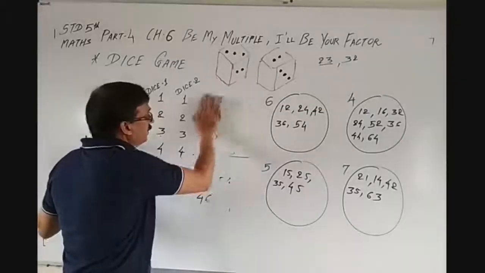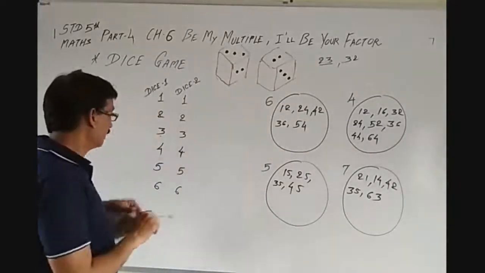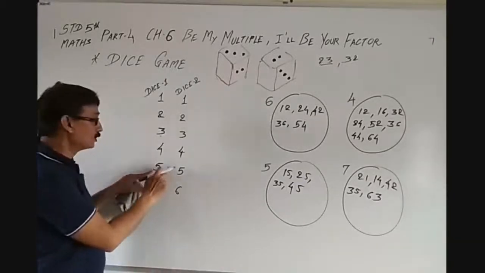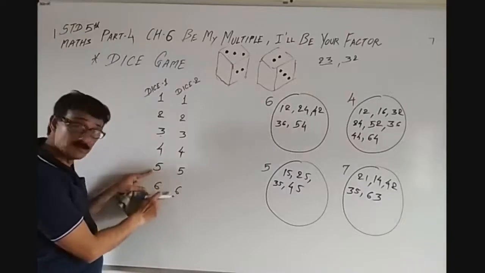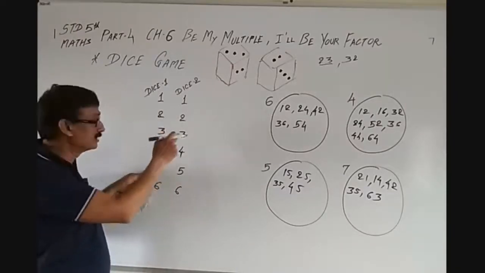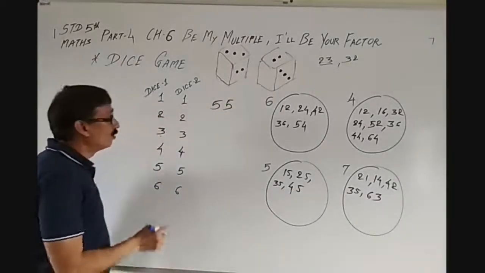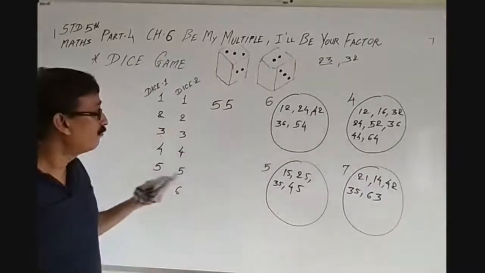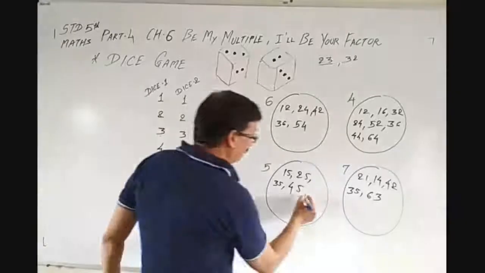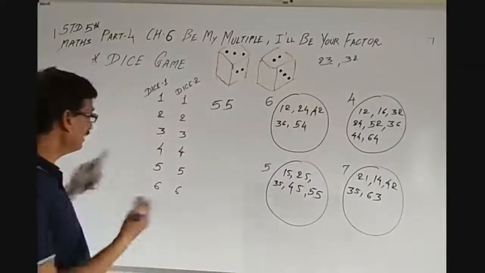And the next one is, suppose 5 is there. So it may be 5 5 or 5 6. We have already seen 5 4 and 5 3. So 5 5. Now 55 is a multiple of 5. 11 5s are 55. Okay. Now let's go for the next.